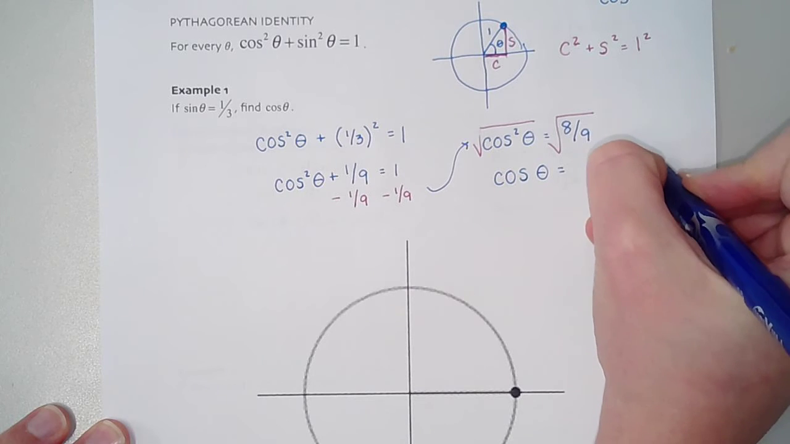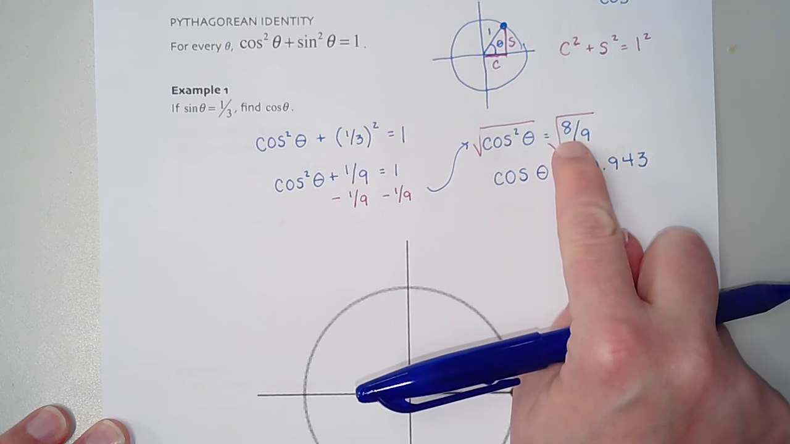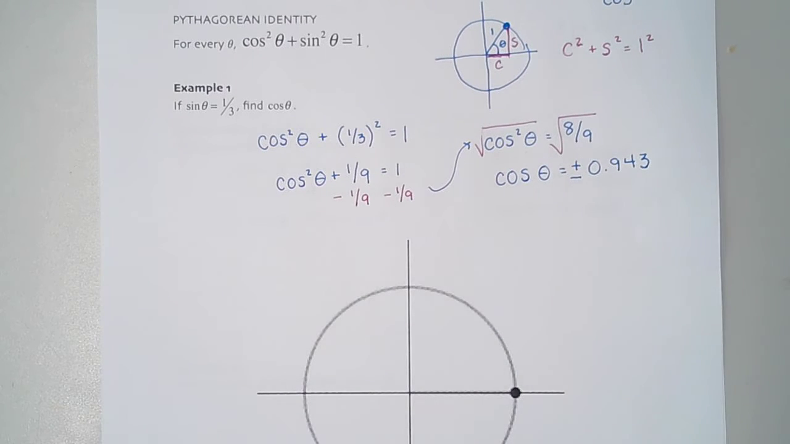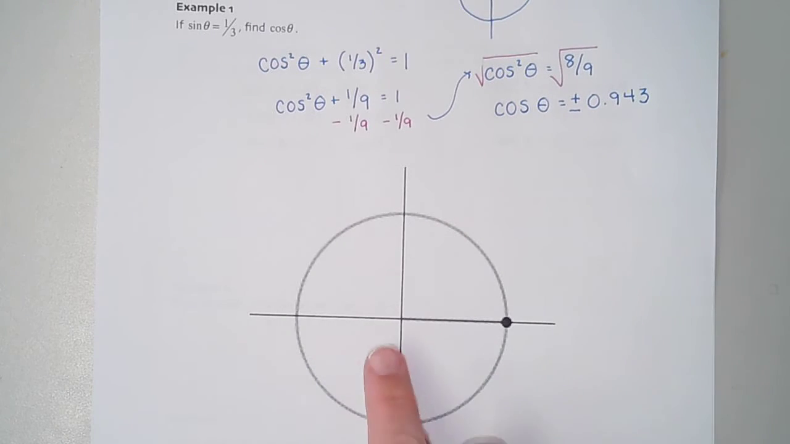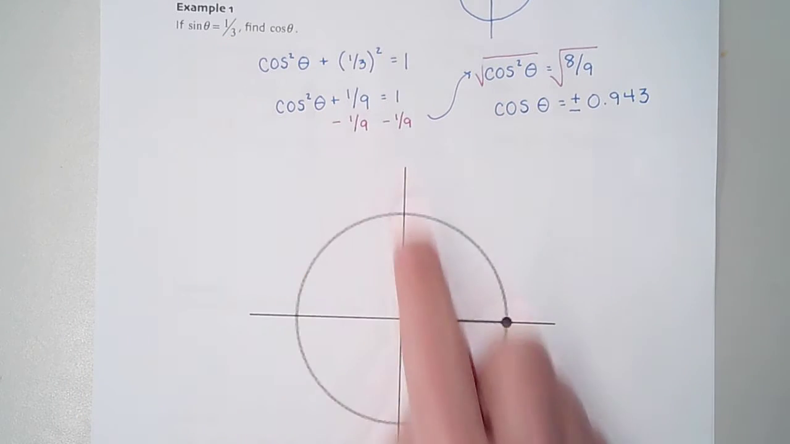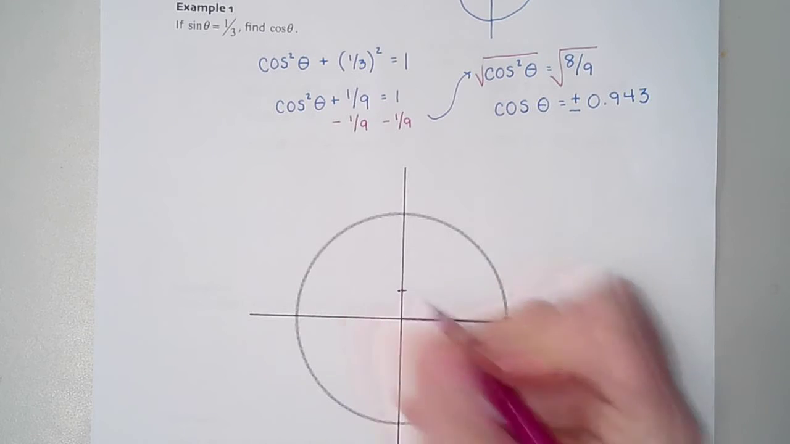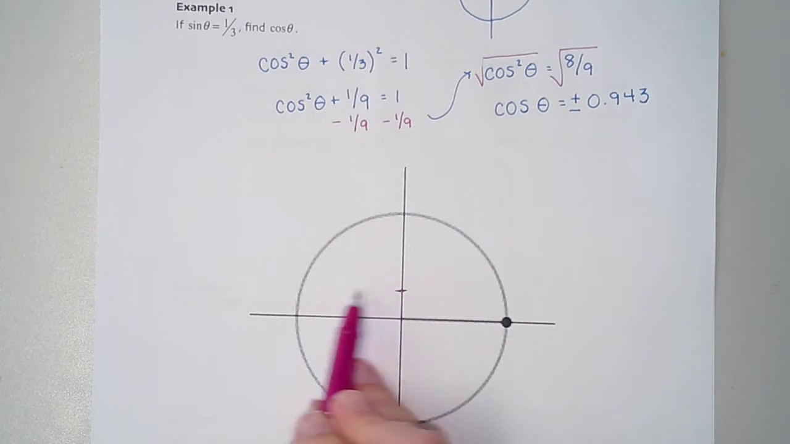0.943. Now, what we want to be careful of is because I took a square root, technically this could be positive or negative 0.943. And the reason for that is, I'm going to use this circle down below, although I'm going to be writing on it in just a minute, but I'll just give you a picture here. If I know that my angle is sine of theta, sine is equal to 1/3. So that would be like, I don't know, 1/3 on the y-axis, that could be this location, or it could be this location.